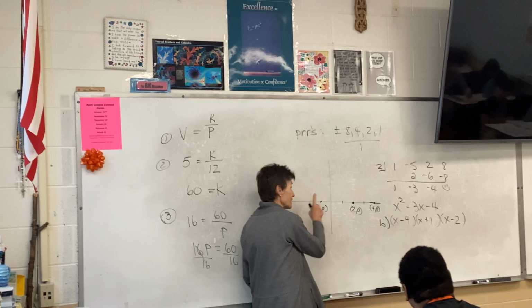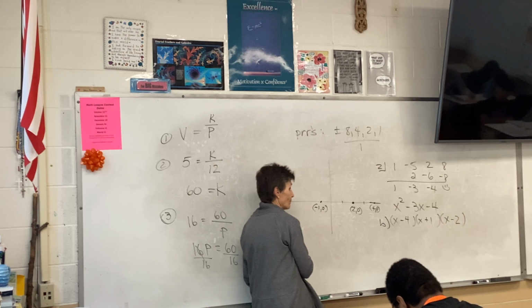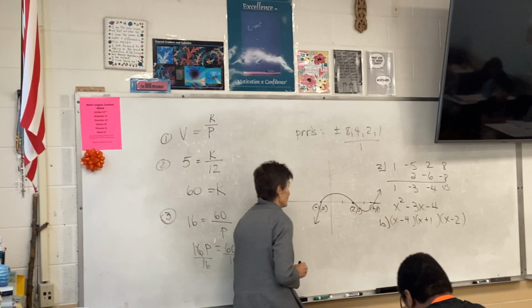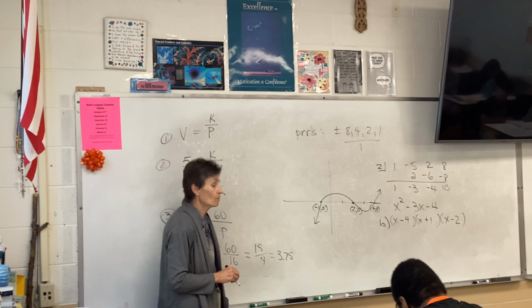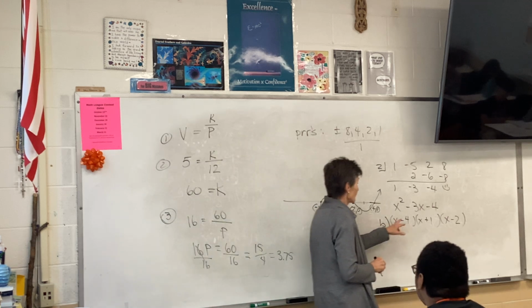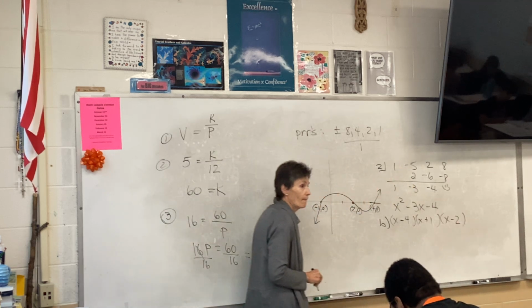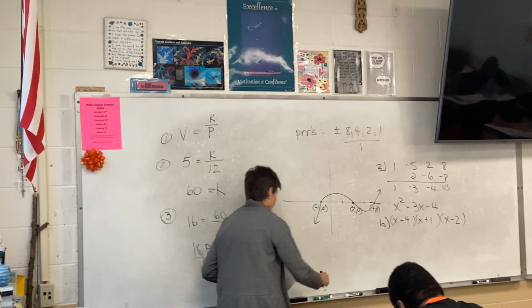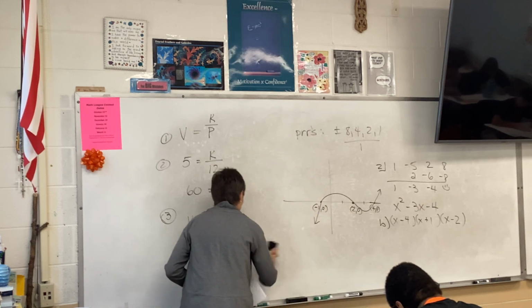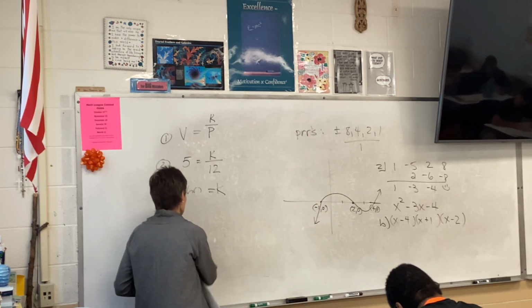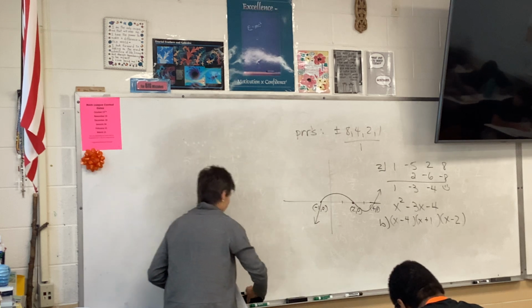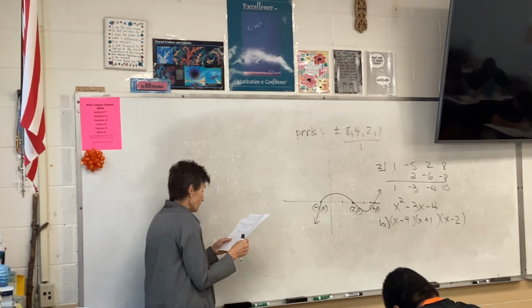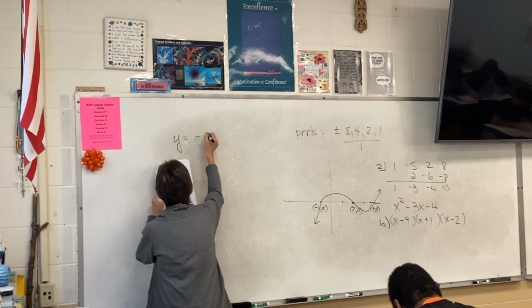Where do I start? I've got to connect all these dots. Start down, because it's a cubic. There's no bouncing, right? How do I know there's no bouncing? No squares on my polynomial. Anybody have a question about any of those steps? Nope. All right, so now we're going to sketch this guy.